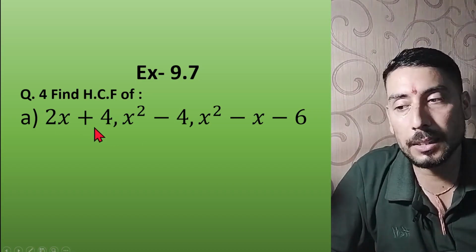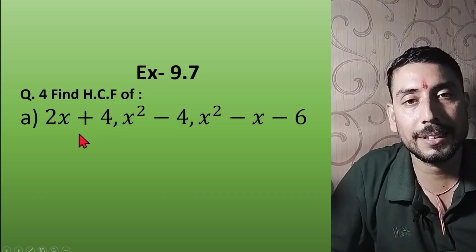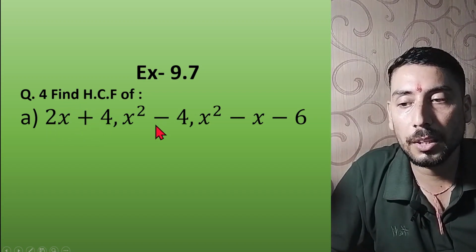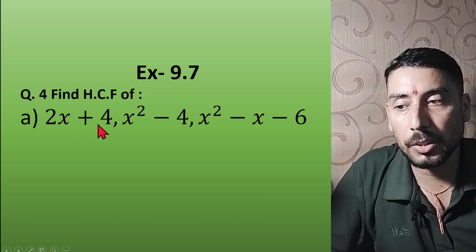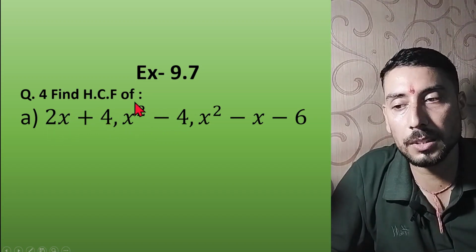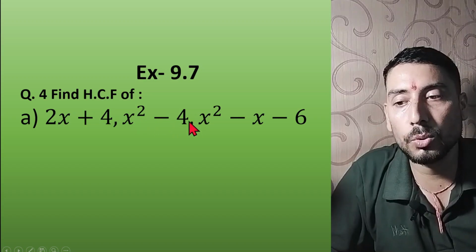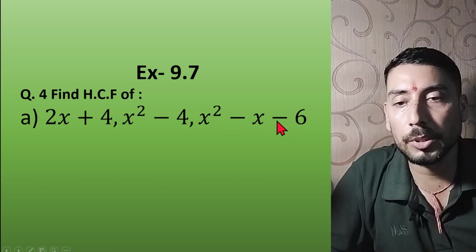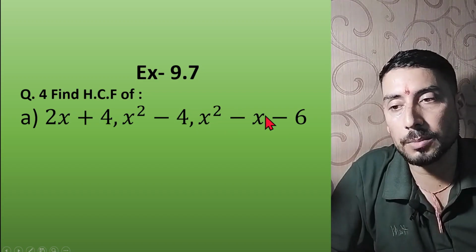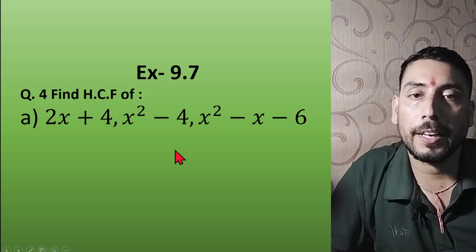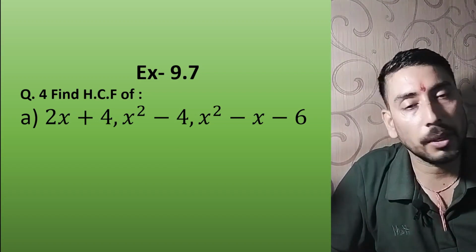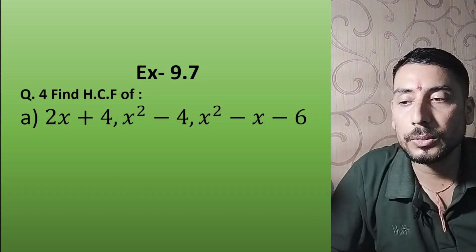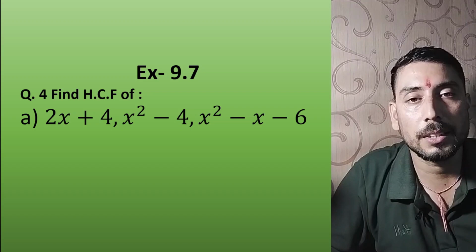Like in English, the work of separating words is done by space. In the same way, in algebra, the work of space is done by the plus or minus sign. That's why here there are 1, 2 terms in the first expression. Similarly, here also 1, 2 terms in the second expression. Whereas in the third, 1, 2, with minus in between, means 3 terms in the third expression. So we apply our technique of factorizing the terms one by one, because HCF means highest common factor. So are you ready to go for the first expression?